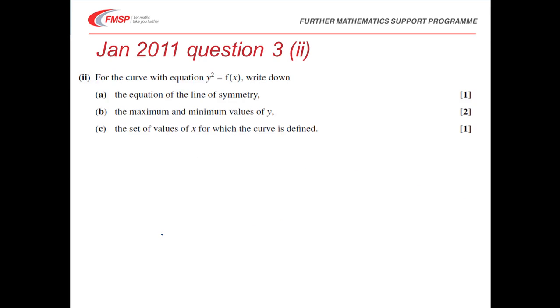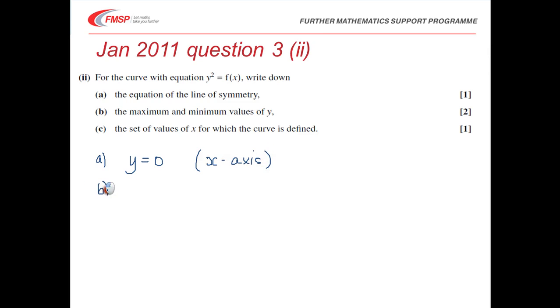So that now is part 1. Let's have a look at part 2. So in part 2 now we're dealing with the graph y squared equals f of x, and in part a we're just asked to write down the equation of the line of symmetry. So the line of symmetry is going to be y equals 0, or the x-axis, whichever you prefer. So remember that your y squared equals f of x graphs are always symmetrical about the x-axis.